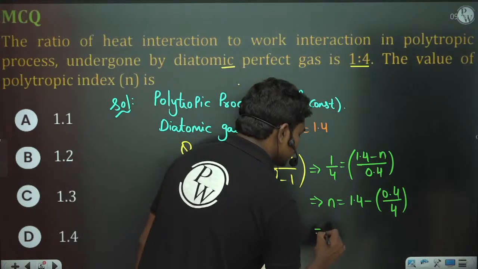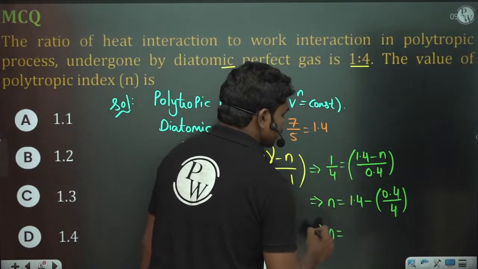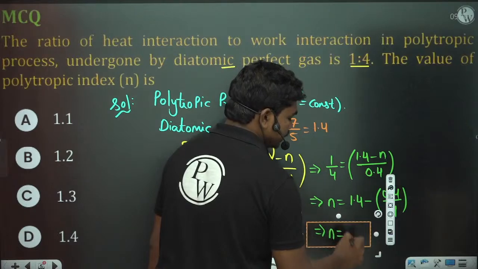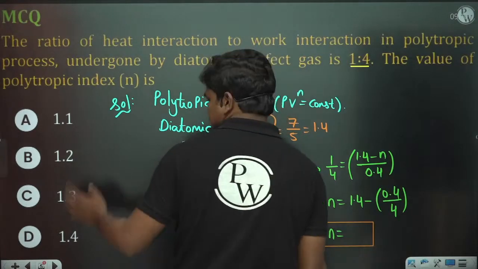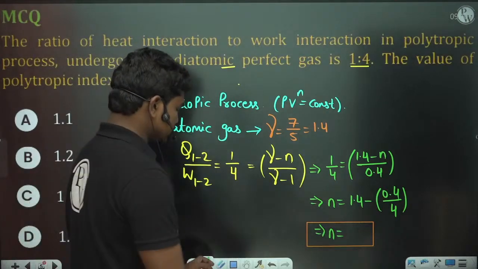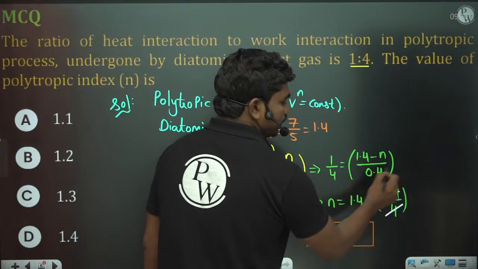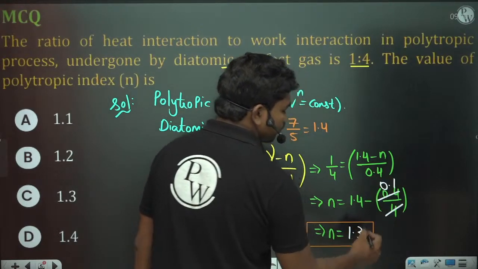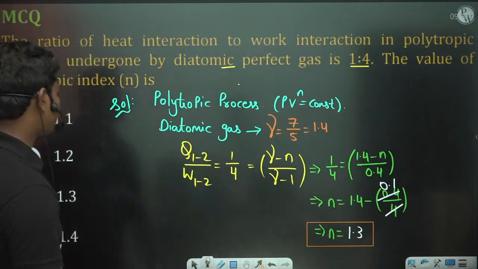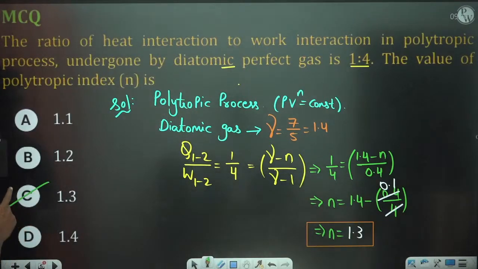So n value is equal to 1.4 minus 0.4 by 4. If you simplify this, you will get the value of n, which is the polytropic index in this case. There are 4 options given. If you simplify that, 0.4 by 4 is nothing but 0.1. So 1.4 minus 0.1 gives you 1.3. That's it, simple calculation. 1.3 is the correct answer, which is option C.